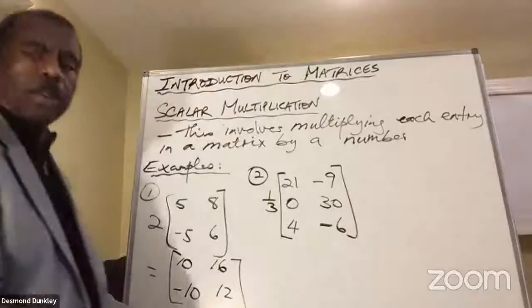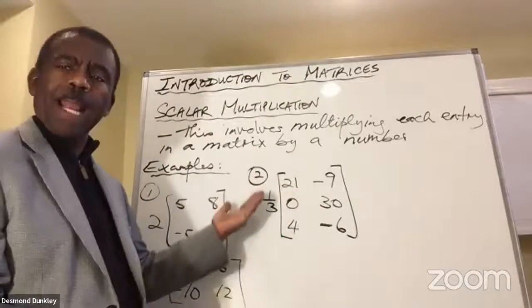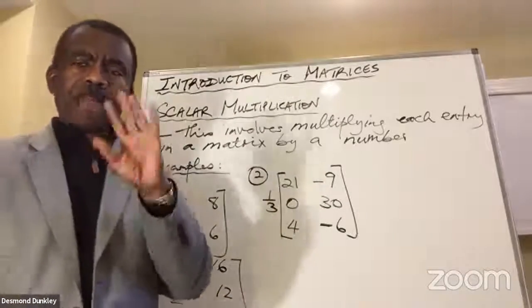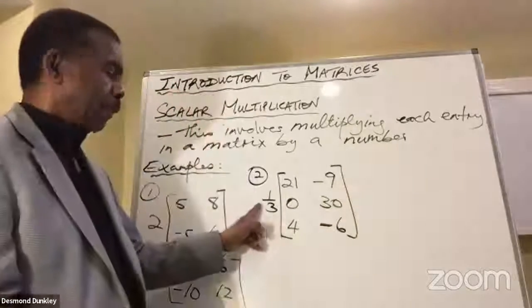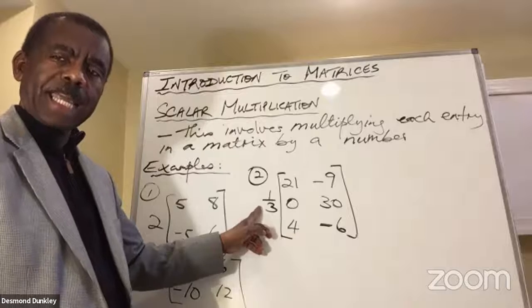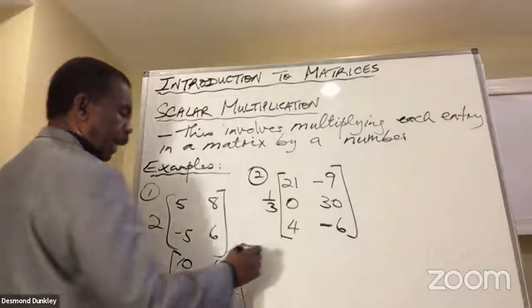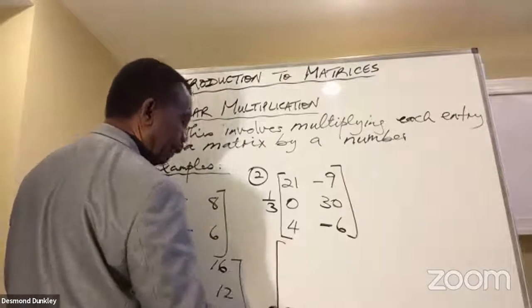So this one, we're multiplying our matrix by a fraction. The math does not change. We go through, we take each entry and multiply by this number. It's a scalar, okay? So now we end up with the same size matrix.